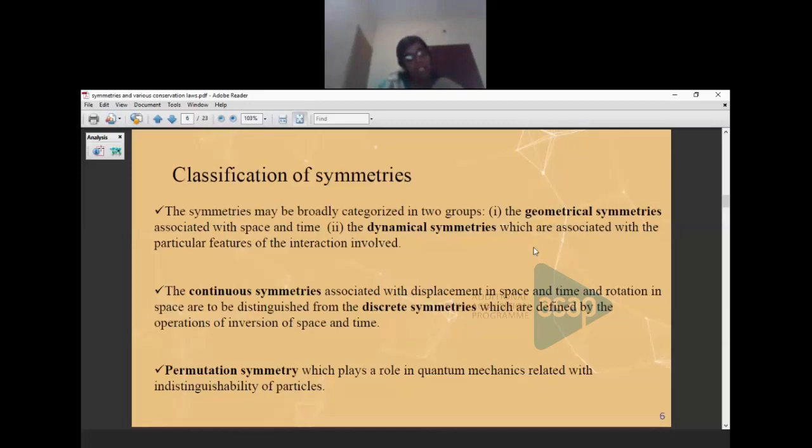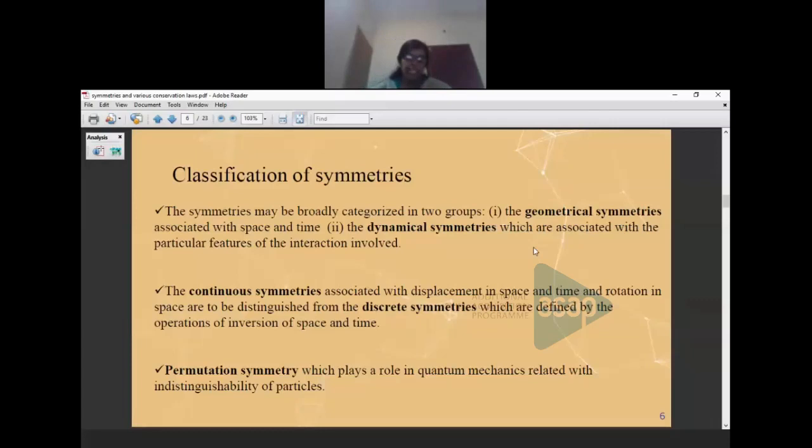Now, there is another classification: continuous symmetries associated with displacements in time, space and rotation in space. That is our traditional symmetry, traditional conservation laws which we have been learning in the beginning, like our momentum, our Hamiltonian, our angular momentum, and energy. They are continuous symmetries. And the new symmetries which we are learning at present, like inversion of space, like parity, or time reversal, we will call discrete symmetry.